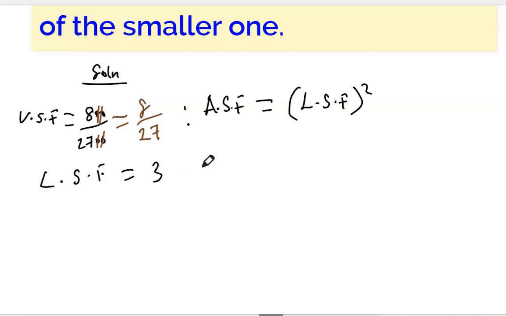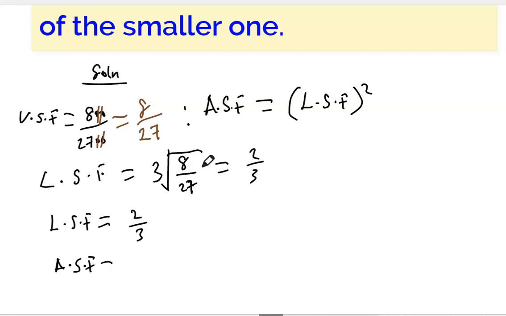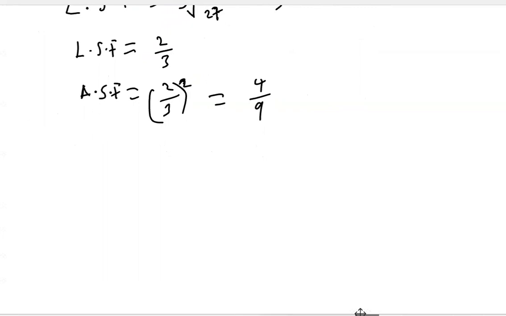So we are going to have the cube root of 8 over 27, and this will give us 2 over 3. Therefore our linear scale factor is 2 over 3. Now we can proceed to find the area scale factor, and we know that, like we indicated above, the area scale factor is the linear scale factor squared. So our area scale factor is going to be 2 over 3, squared, so that we get 4 over 9.